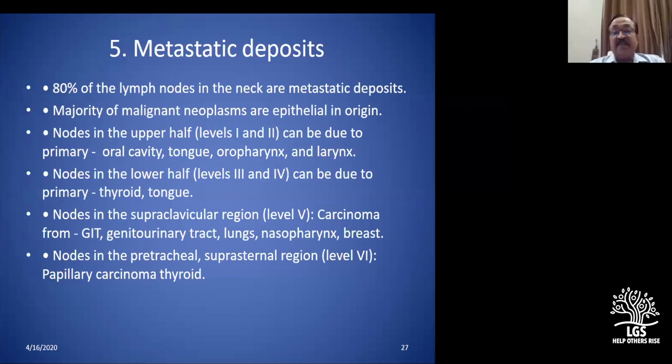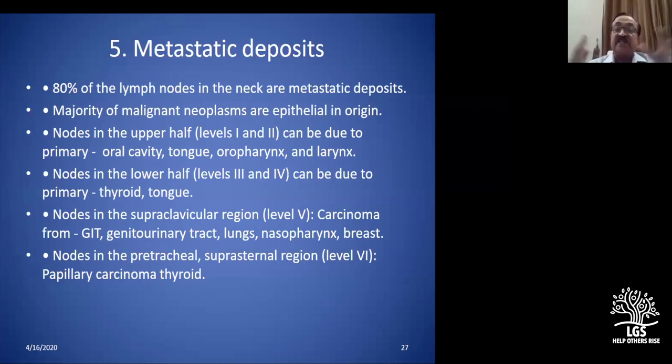I will come to the metastatic deposits now. I'll just give one or two slides of introduction, and then I'm asking one of you to please come forward so that you will be able to present the case. This is the most common short case I mentioned to you, and every hospital will definitely have neck nodes as a short case.